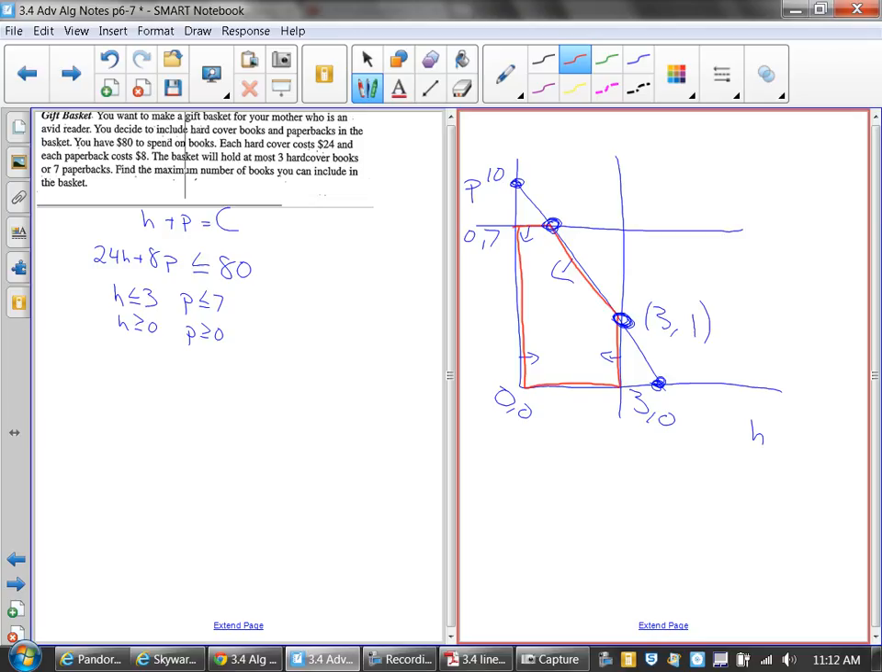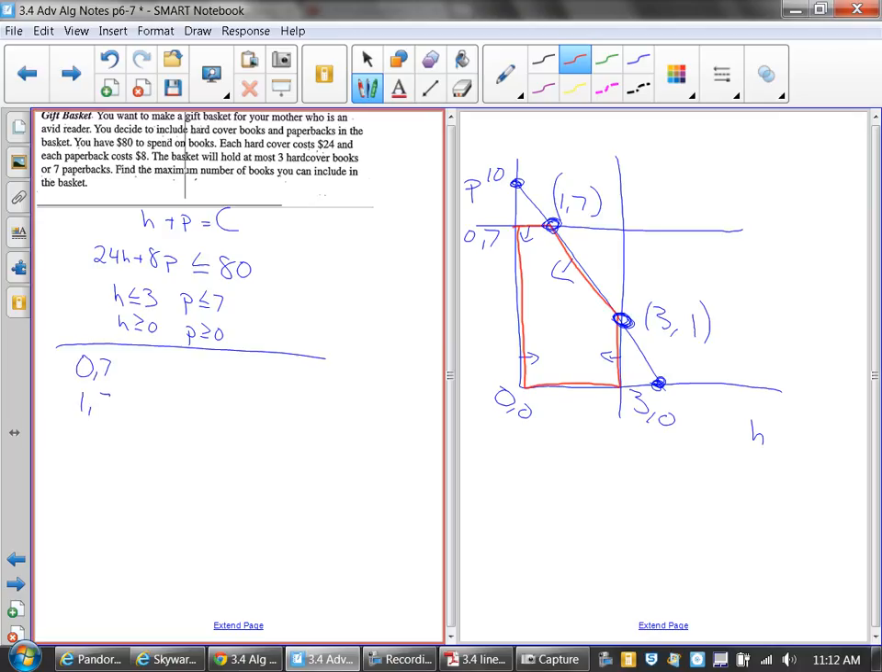I do the exact same thing with the y value for 7. 7 times 8 is how much? 56. 80 minus 56 is 24. 24 divided by 24 is 1. So you now have 5 ordered pairs to check with your objective function: 0, 7; 1, 7; 3, 1; 3, 0; and 0, 0.